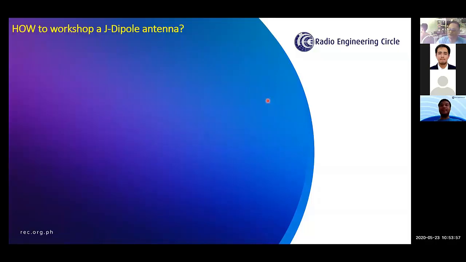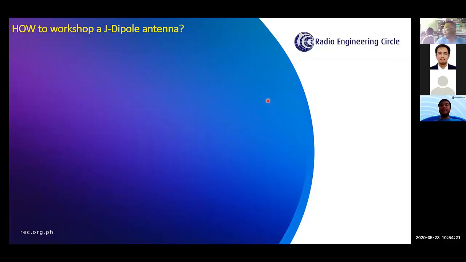Next. How to workshop a J-pole antenna. Ito. Maraming usapin to sa himpapawid. Maraming nagsasalita sa ere, sa radyo. Ang dami talagang small knowledge, very dangerous. Kaya mag-ingat kayo dyan. Ang J-pole ay maraming klaseng J-pole.